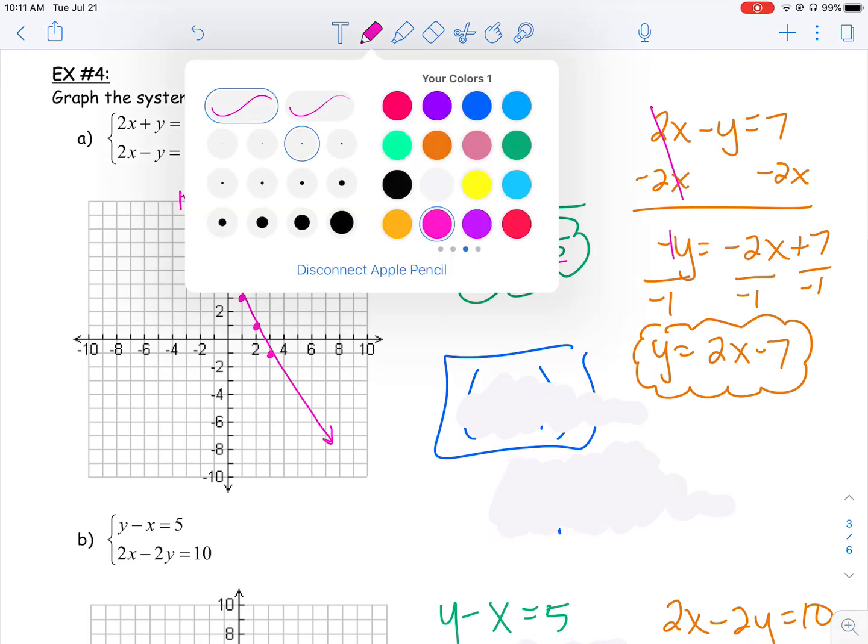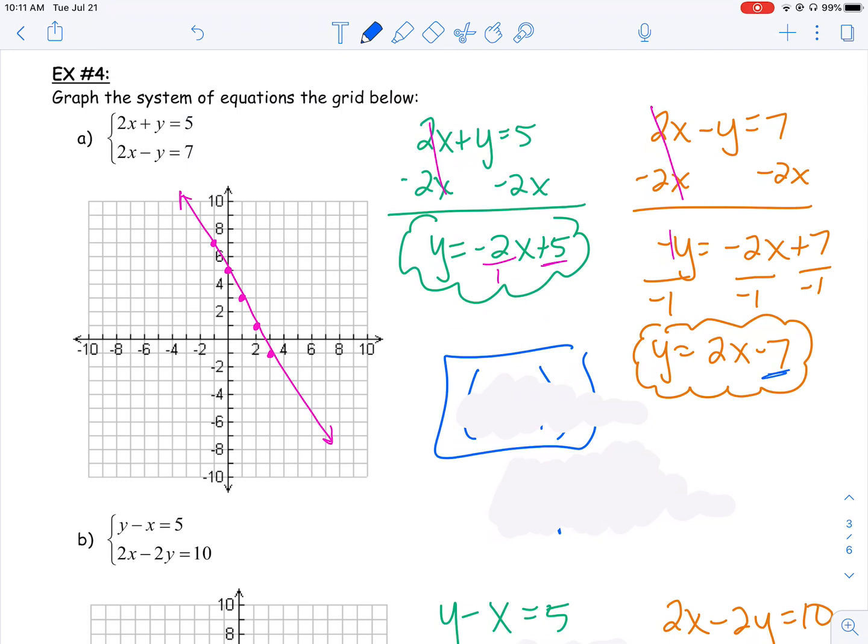In order to graph my second equation, it looks like the y-intercept on this one is negative 7. So I'm going to go down to the y-axis at negative 7 and make a dot. It looks like the slope on this one is 2, or 2 over 1. That means I'm going to move up 2, right 1, up 2, right 1, up 2, right 1. I'm going to continue doing that as many times as I need to make sure that I have a straight line.